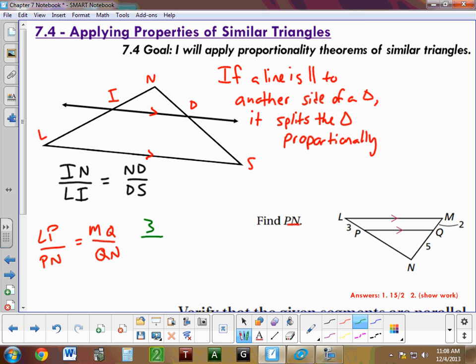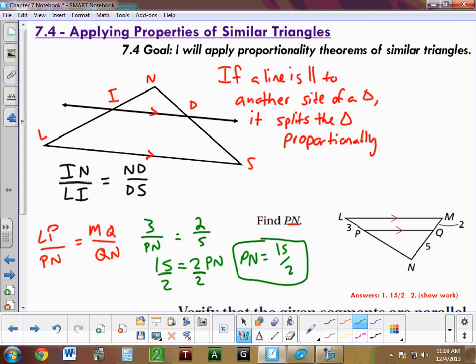So 3 over PN equals 2 over QN, which is 5. So cross multiply, 3 times 5 is 15, equals 2 PN, divided by 2. So it looks like PN is equal to 15 over 2, which is 7.5. So I'm just going to leave it as a fraction. Might as well. There's no reason to change it. And that's how you do something like that.